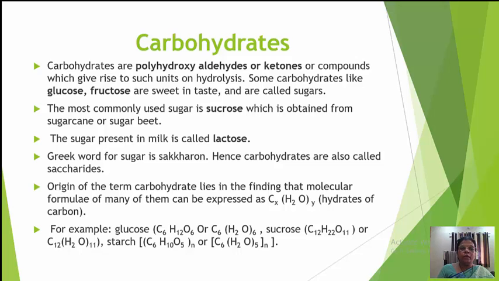The origin of the term carbohydrate lies in the finding that the molecular formula of many of them can be expressed as Cx(H2O)y. That is, these are hydrates of carbon. For example, glucose. The molecular formula of glucose is C6H12O6, or C6(H2O)6. That is, in glucose there are 6 carbon atoms and 6 water molecules.